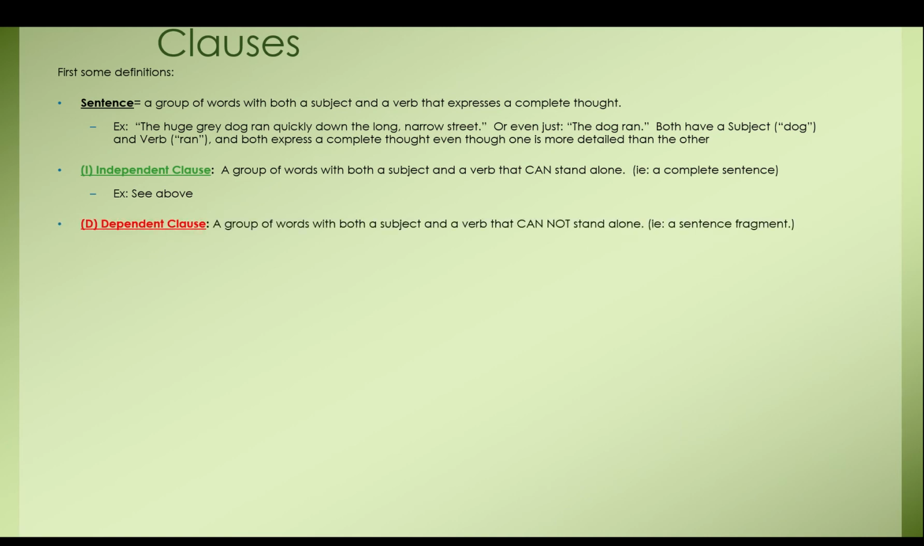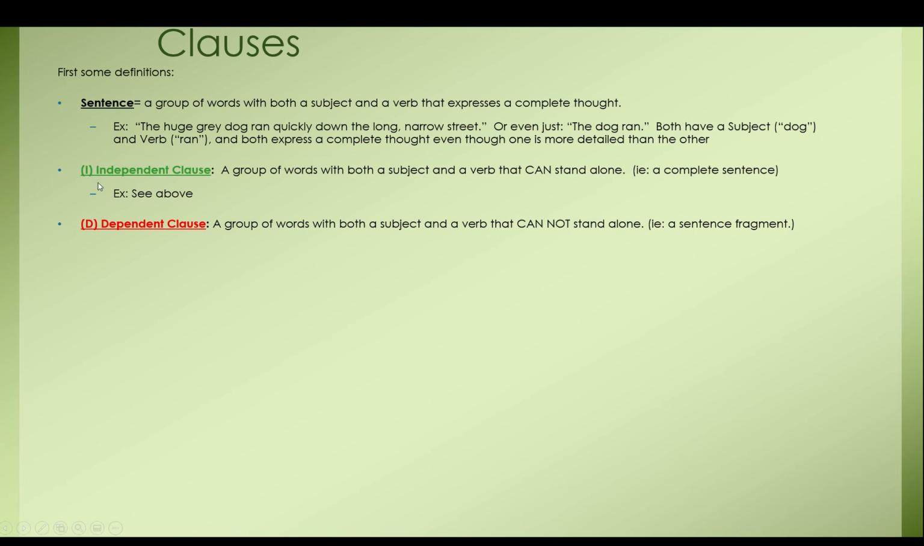Dependent clause. I'm going to abbreviate that with a D. A dependent clause is a group of words with both a subject and a verb that cannot stand alone. It's always going to be a sentence fragment. A sentence fragment is an incomplete sentence. It's an incomplete thought. Easy to remember these two, the distinction between these two.